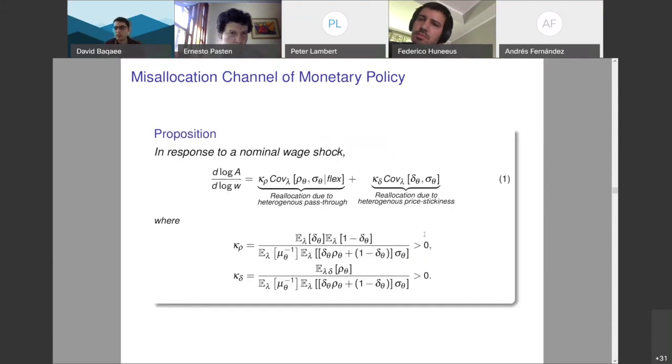So here is how productivity moves in this model. Okay, so what is the change in productivity when you change marginal cost? There's going to be two forces. The first thing I want you to notice is these kappas, they're just scalars that are both positive, so you don't need to worry about them. The thing that you should focus on are these covariances. The first covariance is a covariance between the price elasticity of demand and the desired pass-through among the flexible firms. If this covariance is positive, aggregate productivity will go up.